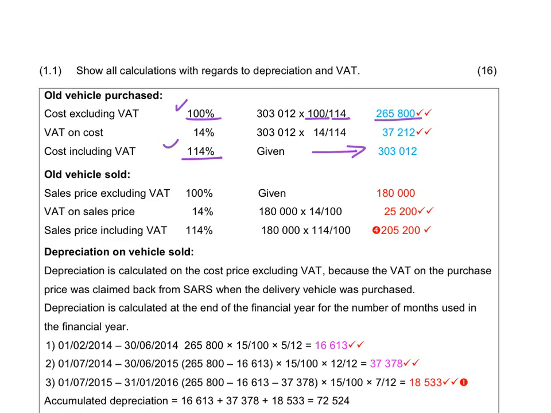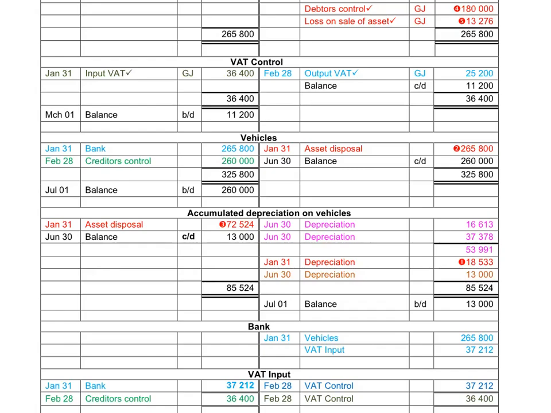vehicle. This is the amount that will be recorded in our vehicle account and this is the amount that we will use to calculate depreciation. We will start our vehicle account with this amount, excluding the VAT. Vehicle is an asset. Assets are 100% accounts because we are not allowed to include the VAT in the asset, because we claim the VAT back from SARS, so it's not part of the cost price. Assets increase on the debit side and decrease on the credit side.